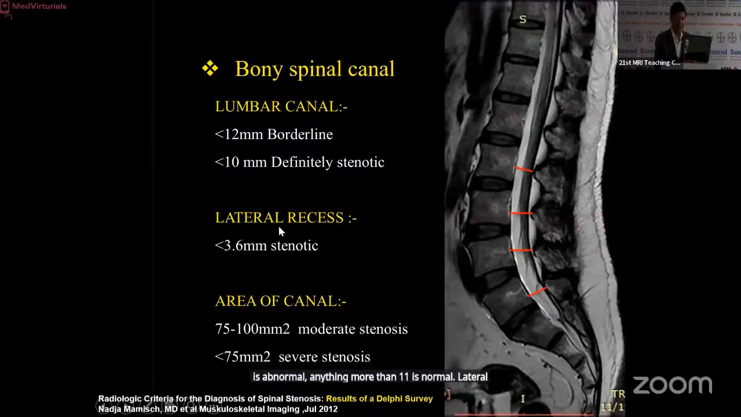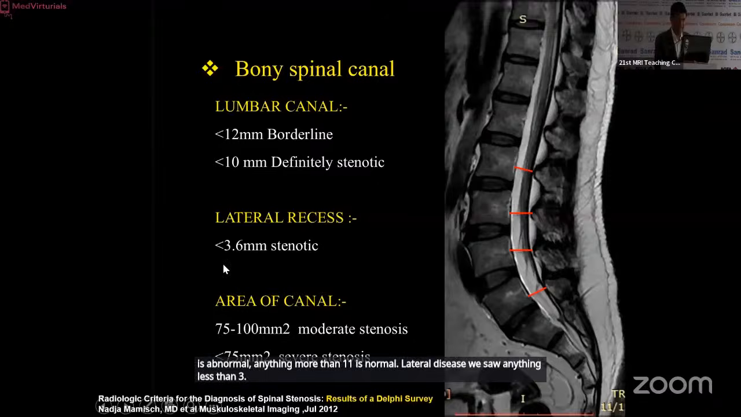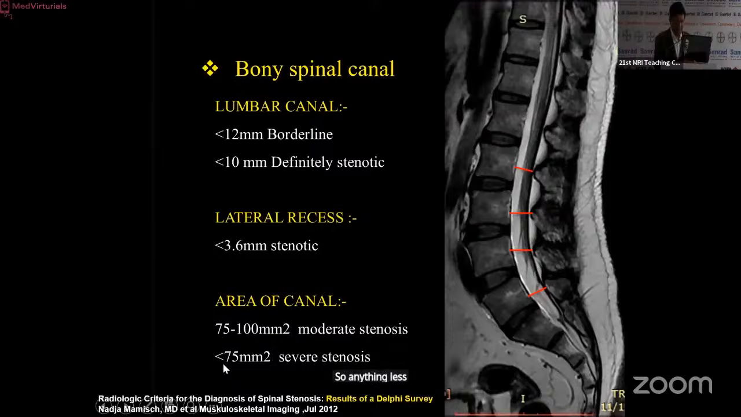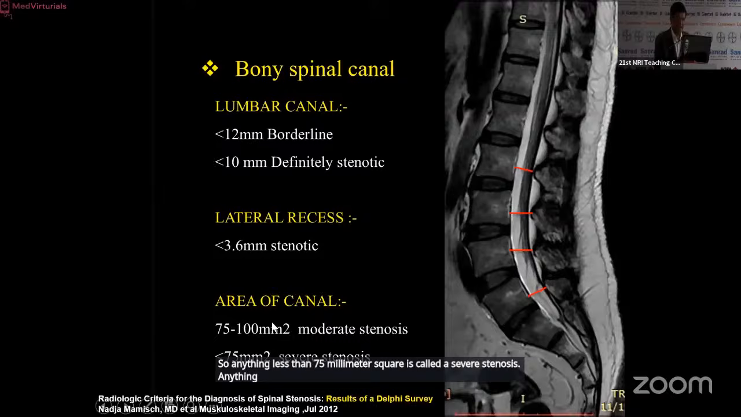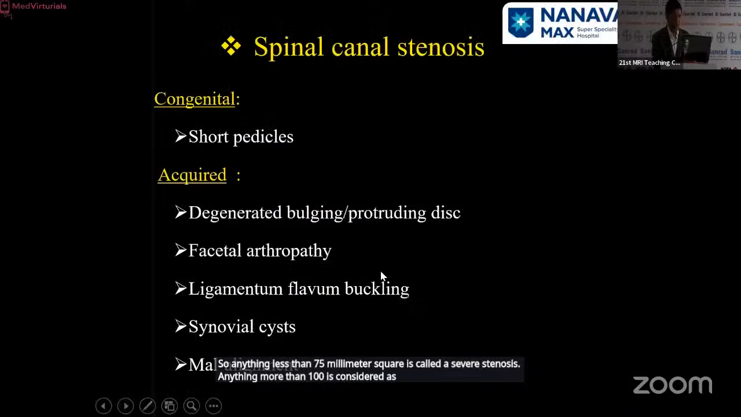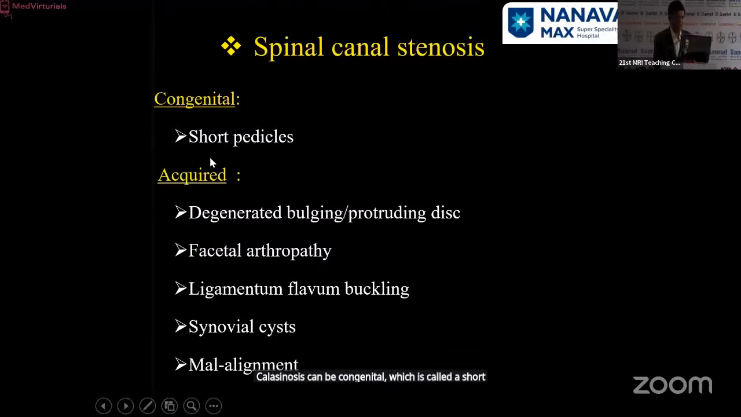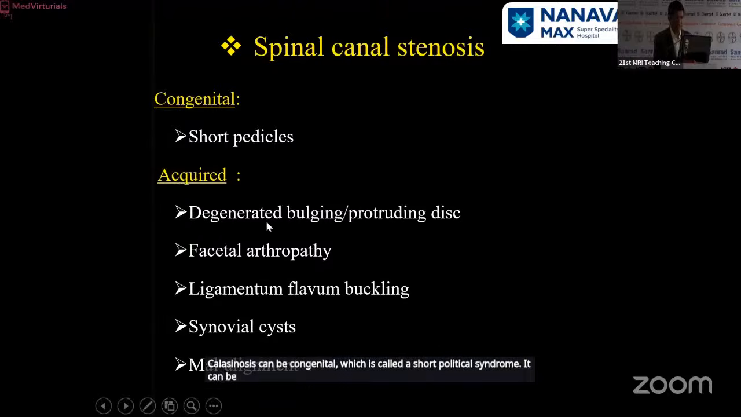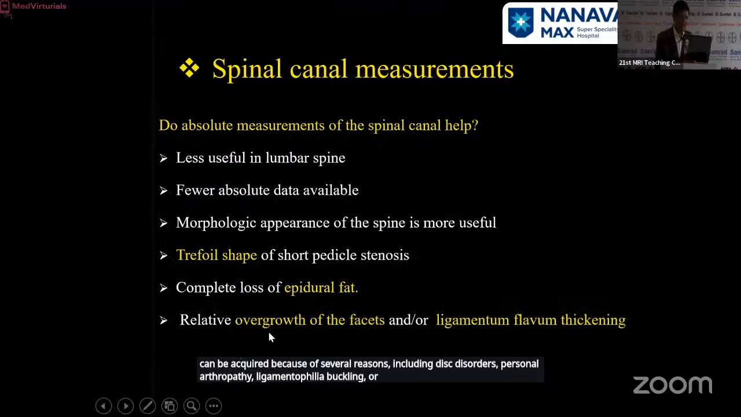Lateral, as we saw, anything less than 3.6 is considered abnormal. A lot of people take help of measurement of area at each level. So anything less than 75 millimeter square is called a severe stenosis. Anything more than 100 is considered normal. Canal stenosis can be congenital, which is called a short pedicle syndrome. It can be acquired because of several reasons, including disc disorders, facet arthropathy, ligamentum flavum buckling, or malalignment.